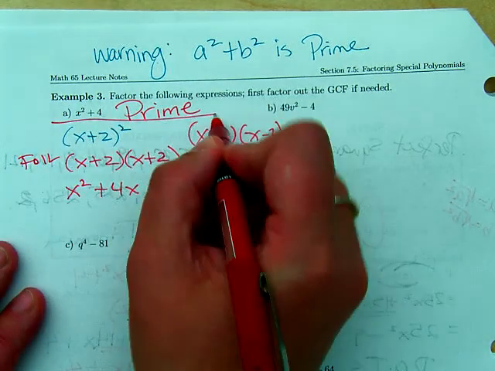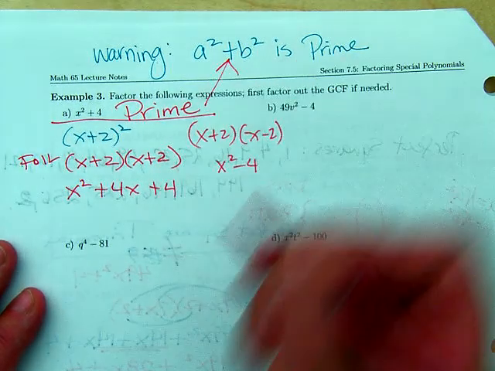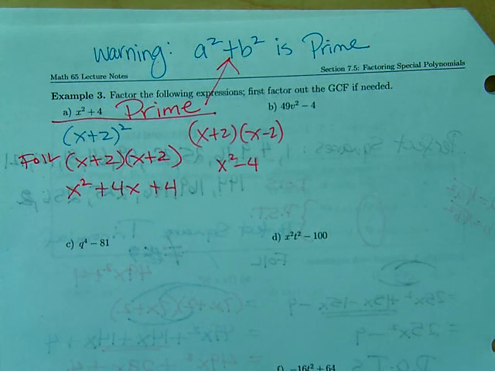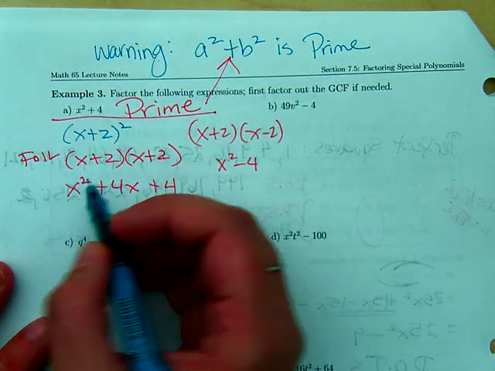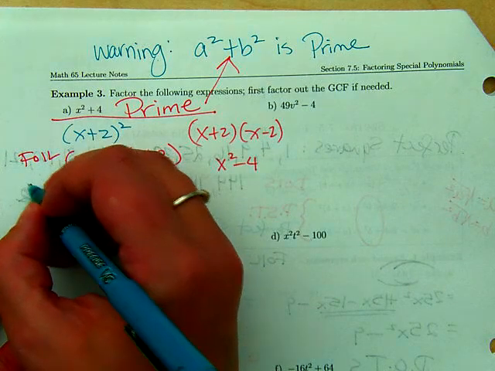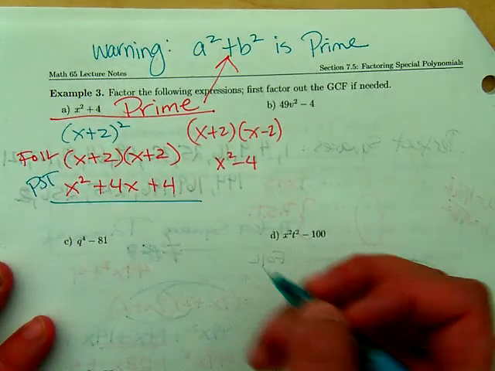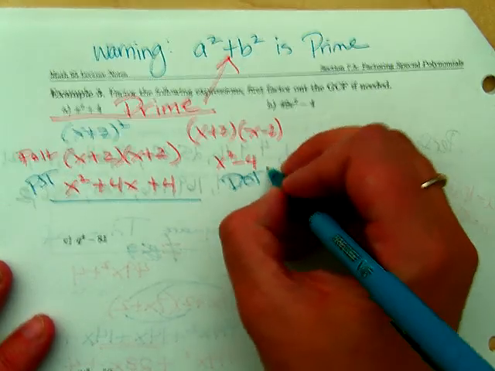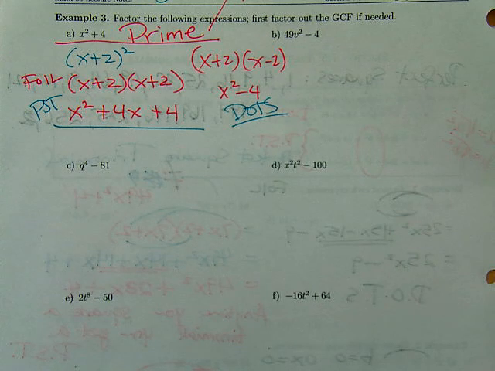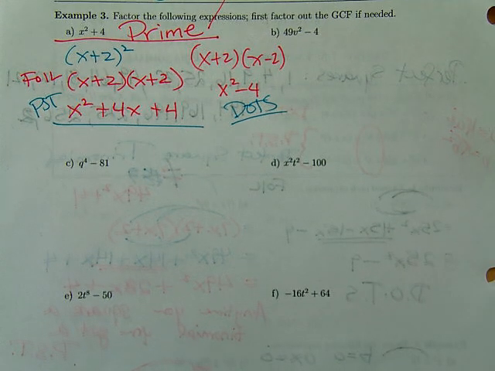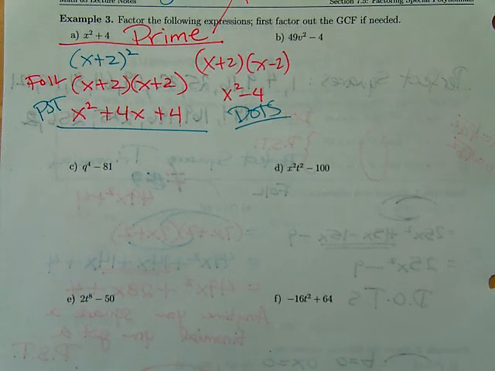This is the same example as that. We don't have a sum of two squares. There's no SOTS. There's only DOTS, difference of two squares. The two things that we FOILed: this one is a PST, perfect square trinomial, and this one is DOTS, difference of two squares. Let's look on the page and see if there's one we can identify here.